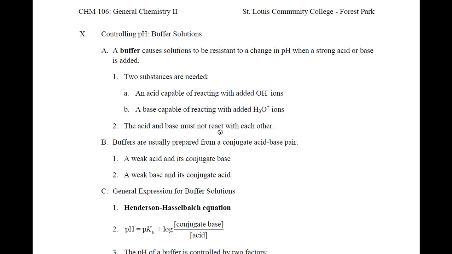All right, so with buffers then, two substances are needed, a weak acid and its conjugate base. And so when we mix these together, we have this conjugate acid-base pair.